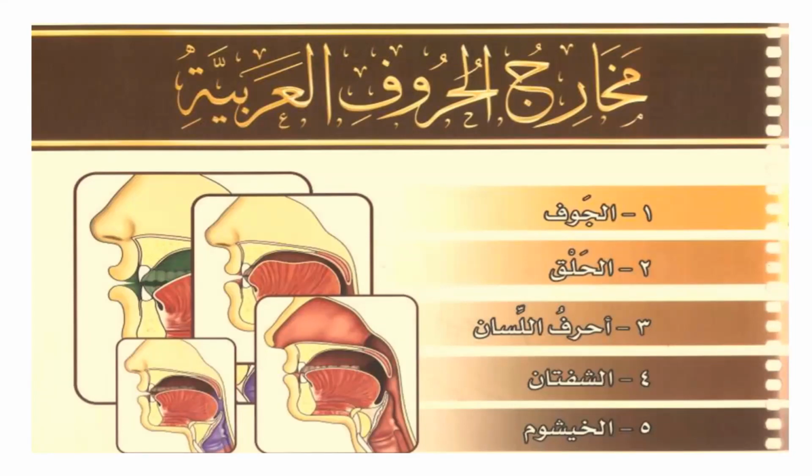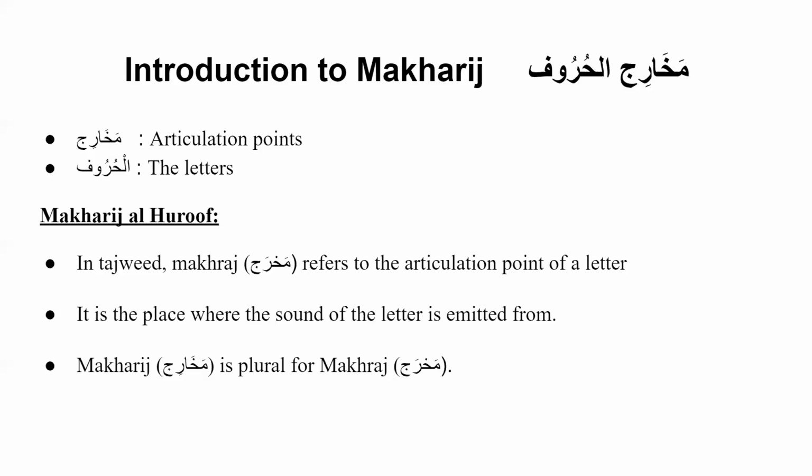So here we just have a very quick summary of the Makharij. There are 5 different ones. We have al-Jawf, al-Halq, and then we have Lisan, al-Shafatan, and al-Khayshum. And inshallah, we will learn the English and then also the Arabic meanings for all of these Makharij. So let's go ahead and first start off with the introduction to Makharij.